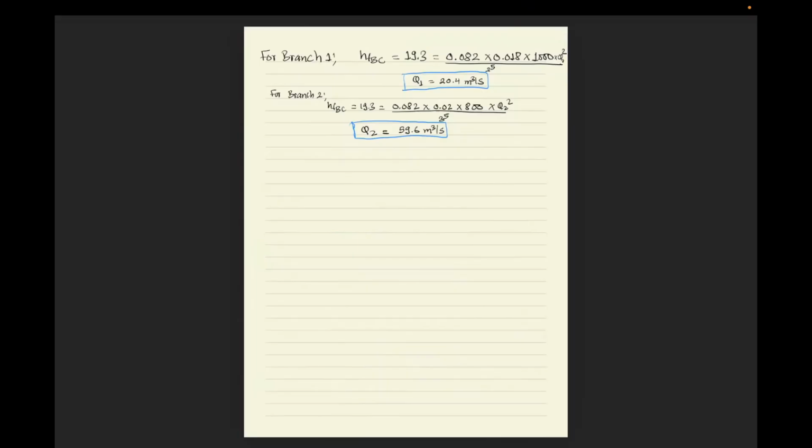For verification, what we can do is Q is equal to Q1 plus Q2. Q is our 80, so Q1 plus Q2 should be equal to 80. That verifies our problem, and we solve question number 1. One question that can arise: why does branch 2 carry more flow even though both branches have the same head loss? The answer is that branch 2 has larger diameter and shorter length, so it has lower resistance to flow.